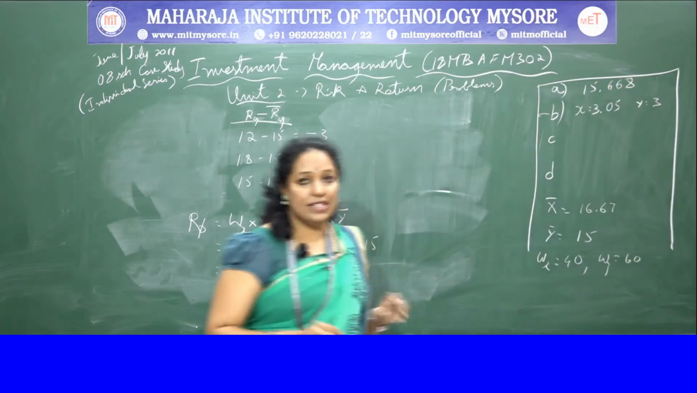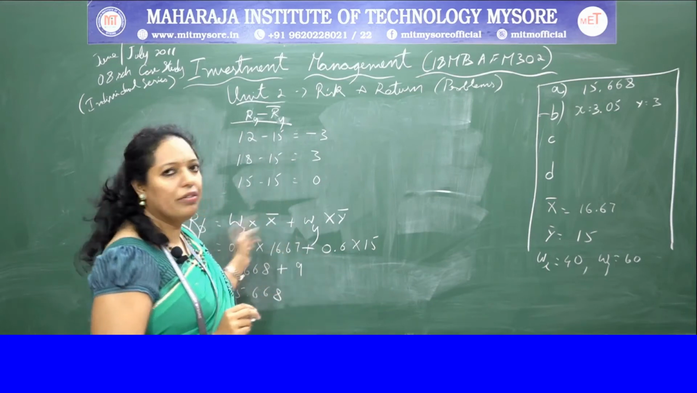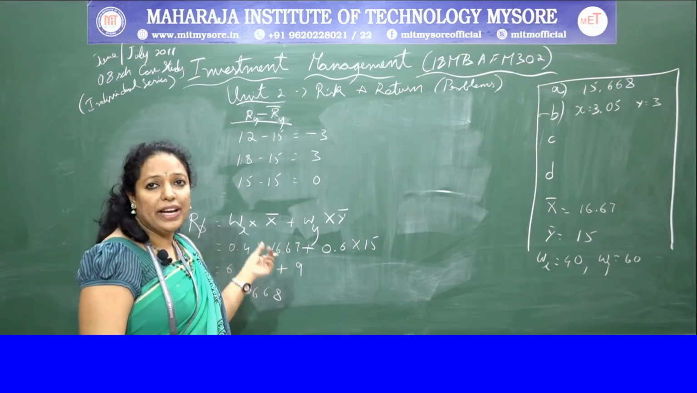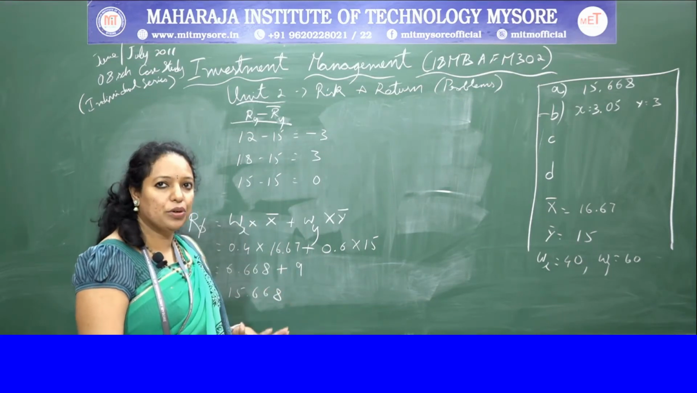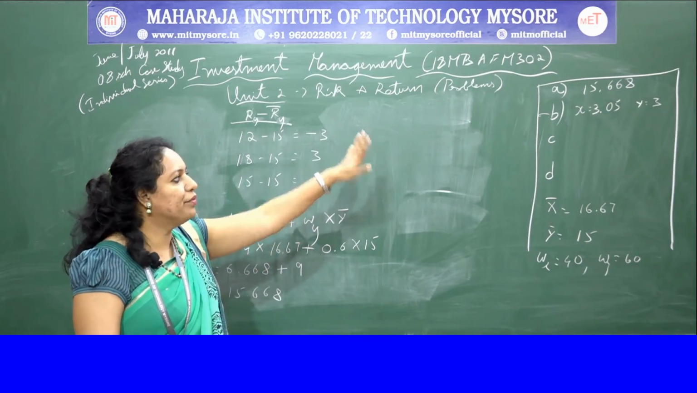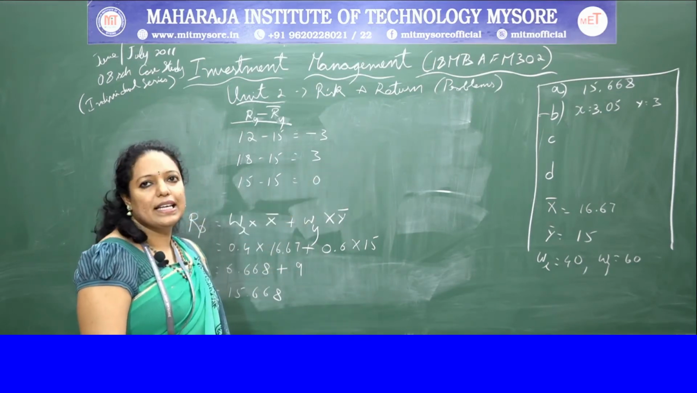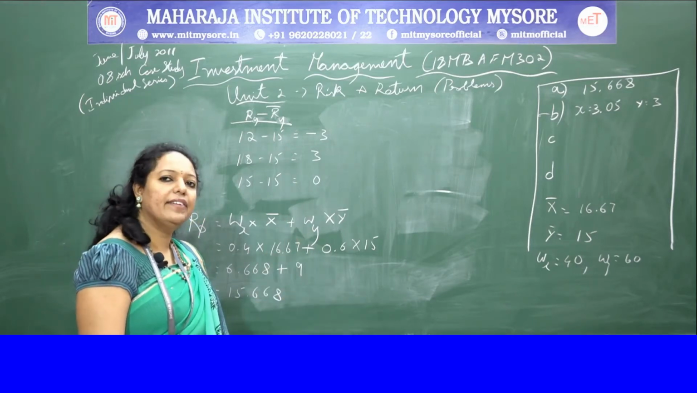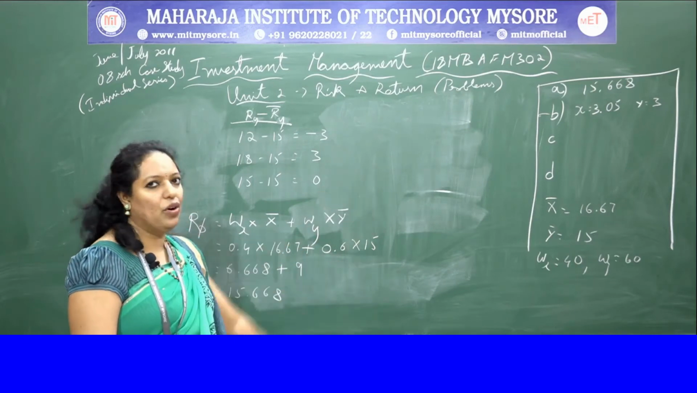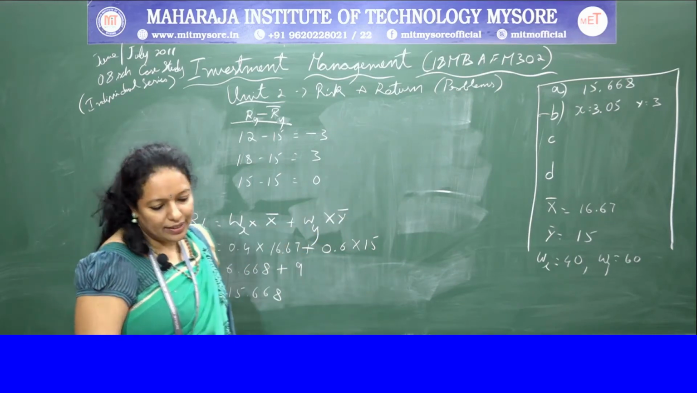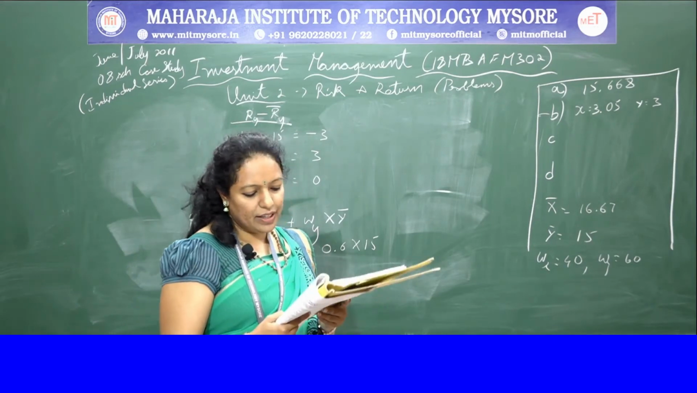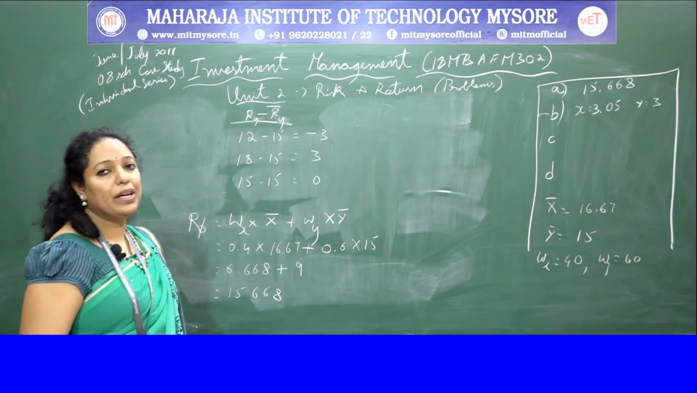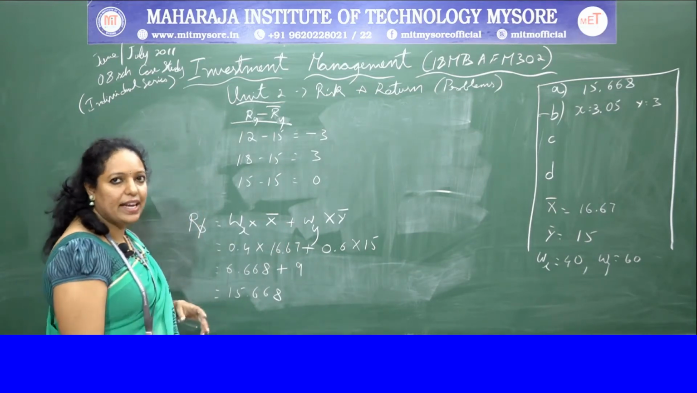So if you invest in a portfolio consisting of two securities x and y, where x's weightage is 0.4 and y's weightage is 0.6, the overall return of the portfolio is 15.668. The second question they asked, what is the standard deviation of individual securities? That we have already done. I put it on the board. The next question they have asked is, determine the correlation coefficient of x and y.